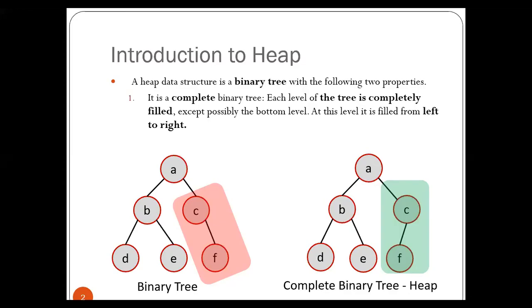So a heap data structure is a binary tree with the following two properties. It is a complete binary tree. Each level of the tree is completely filled except possibly the bottom level. The last level can be incomplete, but the other levels are completely filled. And the last level should be filled from left to right. As you can see, A, B, C, D, E where the pink highlighting is there is not a complete binary tree because it does not have the left child. When you put F as a left child, then it becomes a complete binary tree, or it becomes the heap, because here the children are filled from left to right.